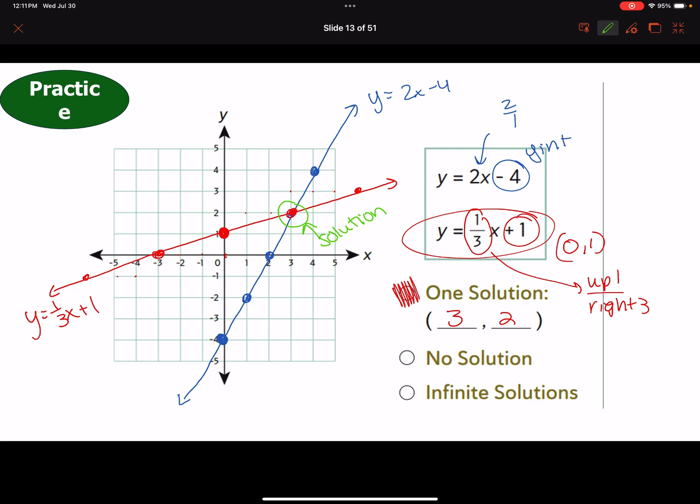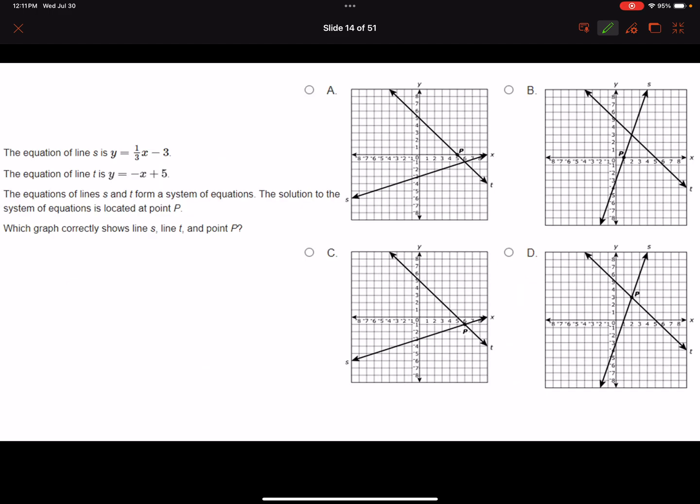All right. Now, in this case, you're matching the equation of the line. So we've got line S and line T. They already graphed them for you. That was very nice of them. And you're just deciding which one of these graphs shows the lines and their solution. So just like if you were graphing it yourself, you're going to check for the y-intercepts. The y-intercept should be at negative 3 and positive 5. All of these graphs have intercepts at negative 3 and positive 5, so that's not really going to help us.